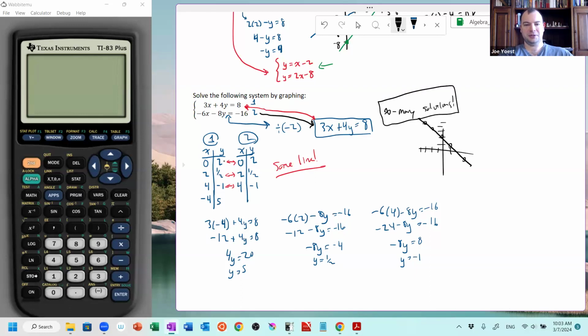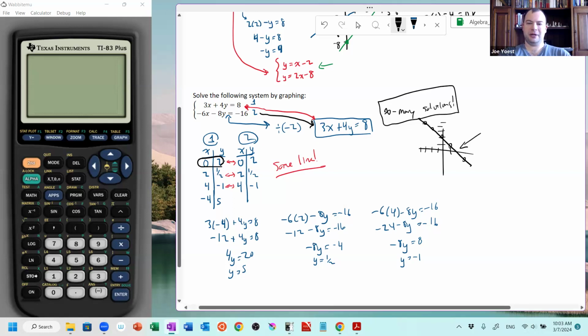There are infinitely many solutions. For instance, (0, 2), x equals 0, y equals 2, is a solution to the system, as is (2, 1/2), or (4, -1), or (-4, 5), or any other point represented by this line.